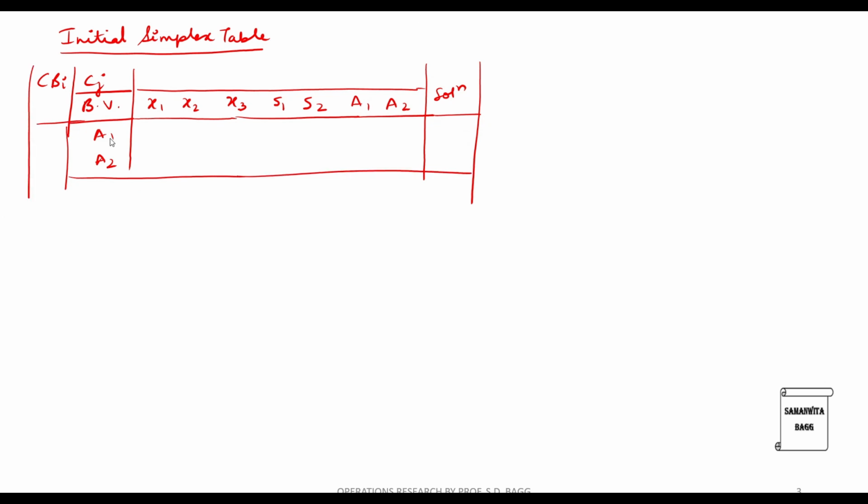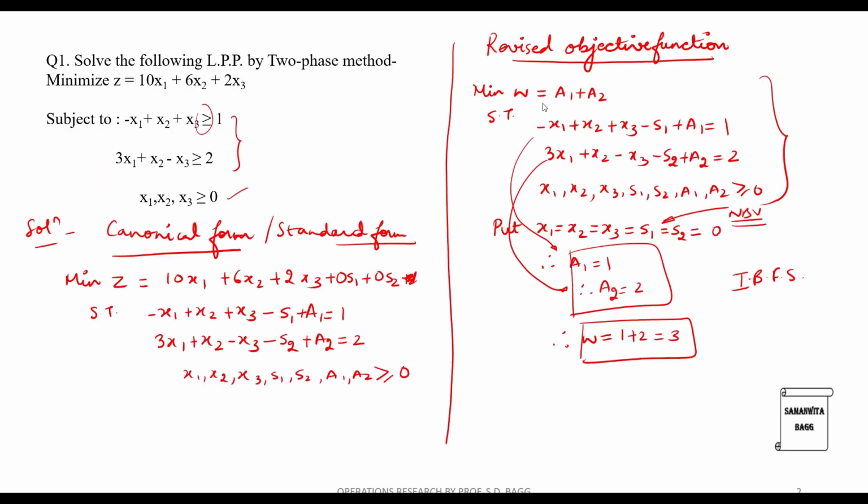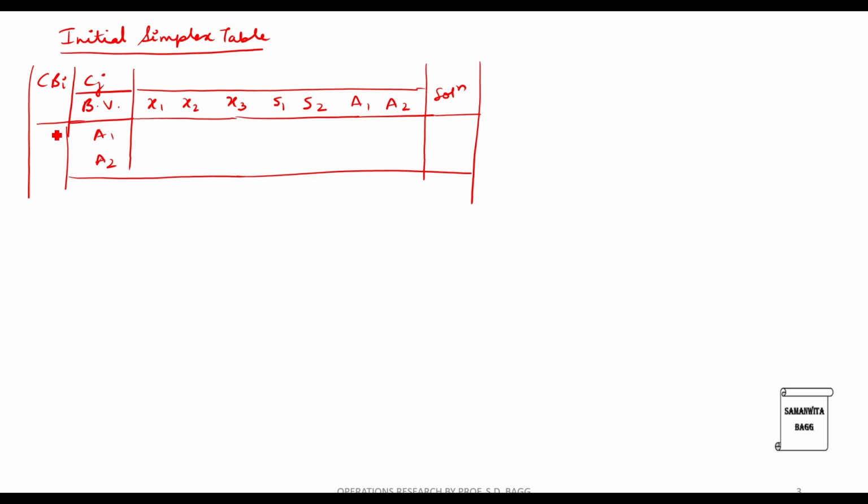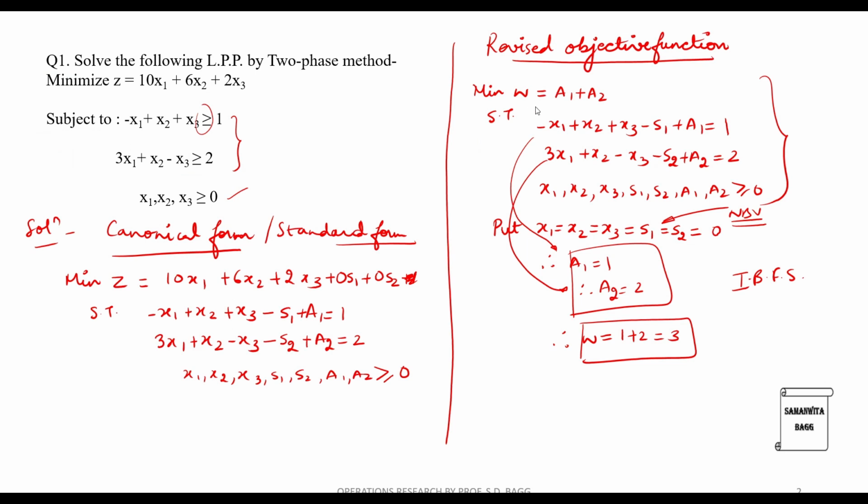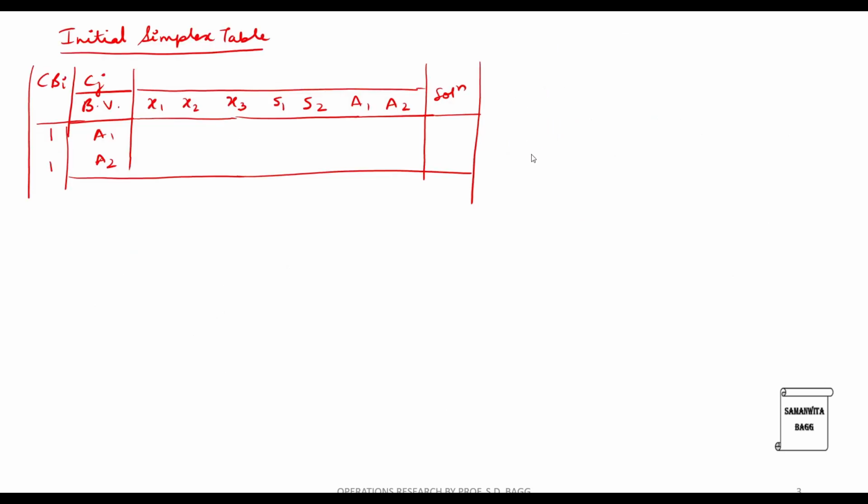For finding the coefficient of basic variables, we have to refer to this equation of W. You can see the coefficient of A1 is 1 and A2 is 1. So here I'll write down 1 and 1. When I have to write down the coefficients of all these terms, you will again refer the equation of W. Apart from A1 and A2, none of them exist. So they are all 0. This is only 1 and 1.